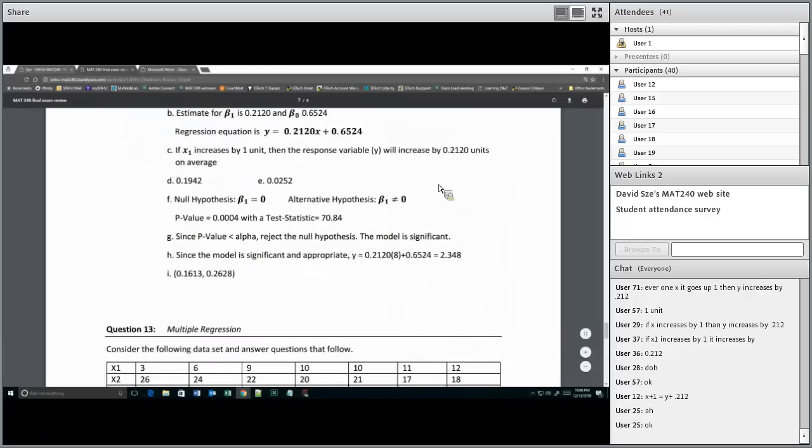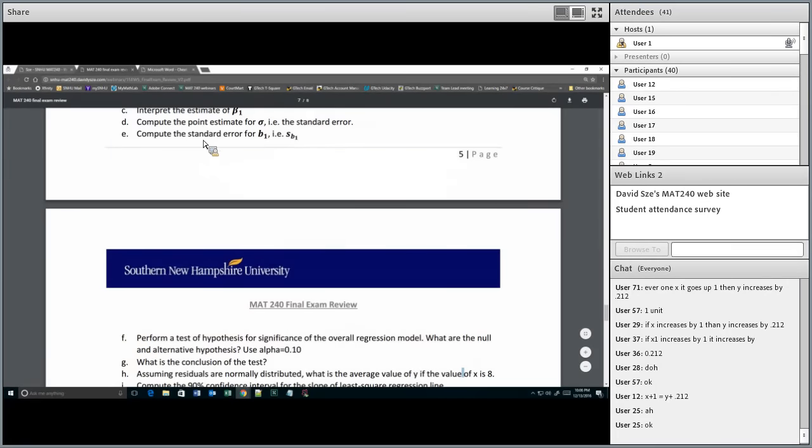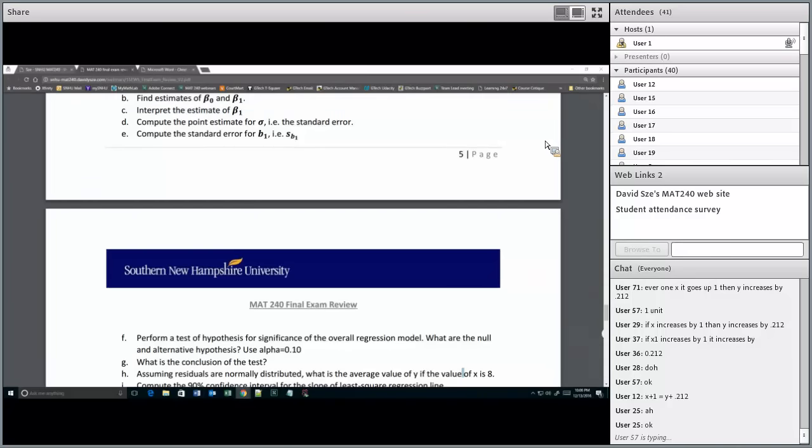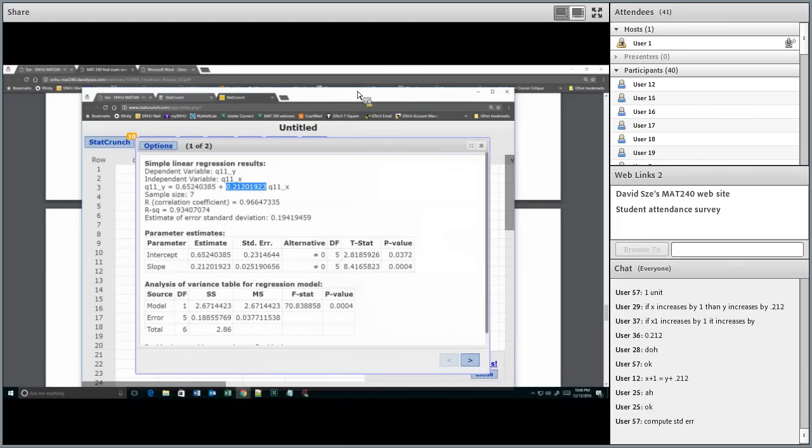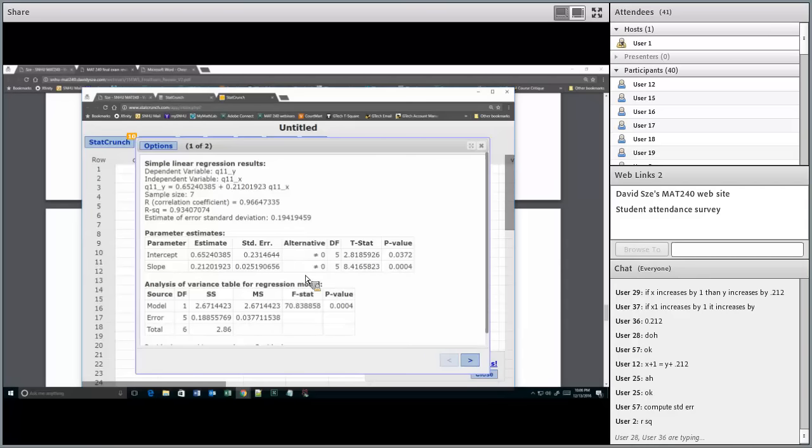So, okay, what was the question? Compute the point estimate for sigma. So what is the point estimate for sigma? Let's see who gets this. We did this last week. Point estimate for sigma. No, that's not the sigma point estimate. We need the standard error, the estimate of the standard deviation is what we're looking for.